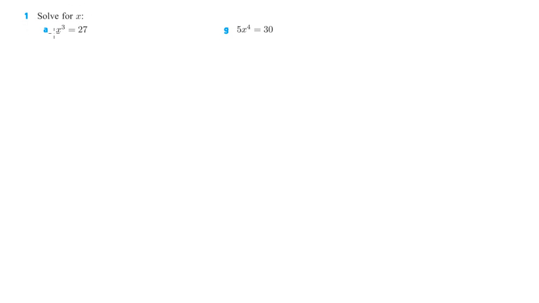So we got to get rid of that cube. To undo the cube, we cube root both sides. The cube and the cube root cancel each other out, and we are left with x equals the cube root of 27. 27 is 3 times 3 times 3, so that's going to give us x equals 3.